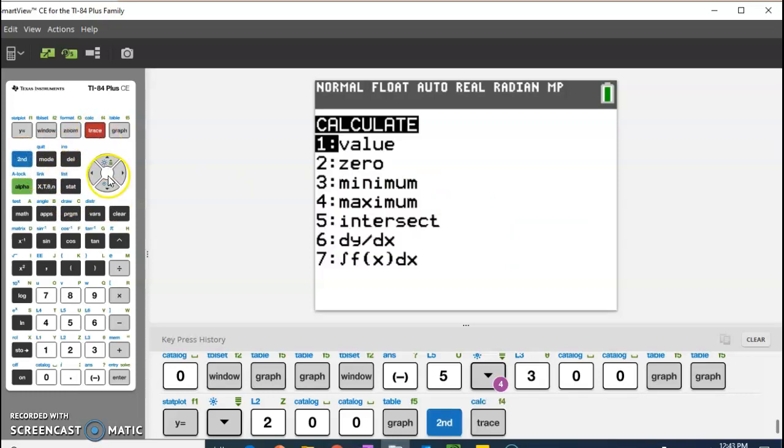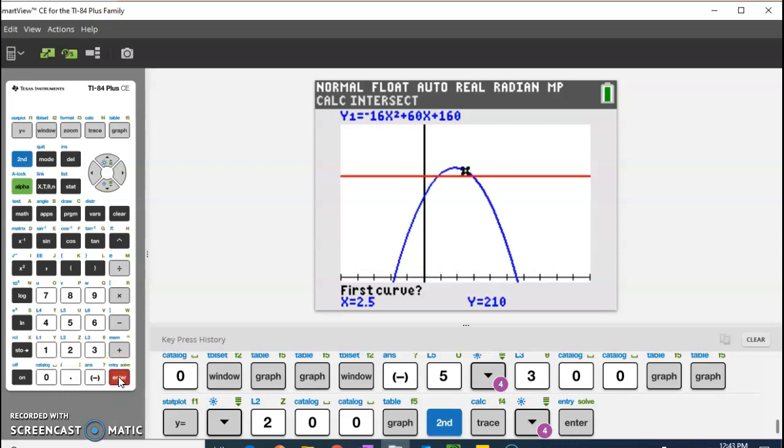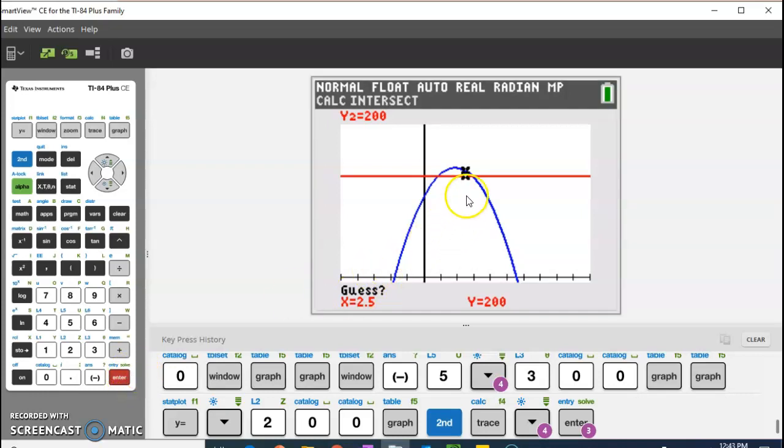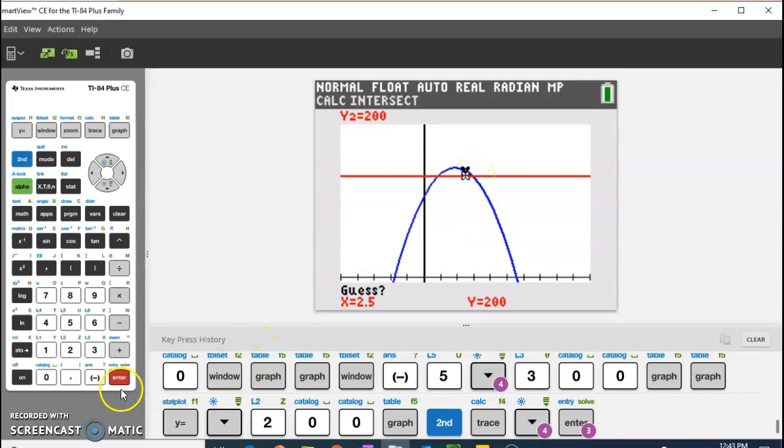I'm looking for the intersection of my 2 graphs, so I choose intersect. And the flashing spider, as I call it, says it's on the first curve, on that quadratic. Yes, it is, so I hit enter. Now it's on the red curve, and I hit enter. Now you have to realize, because both of these are very close to the intersection point on the right, that's the one it's going to find. So I hit enter again, and one of my intersection points is at 2.88 seconds.